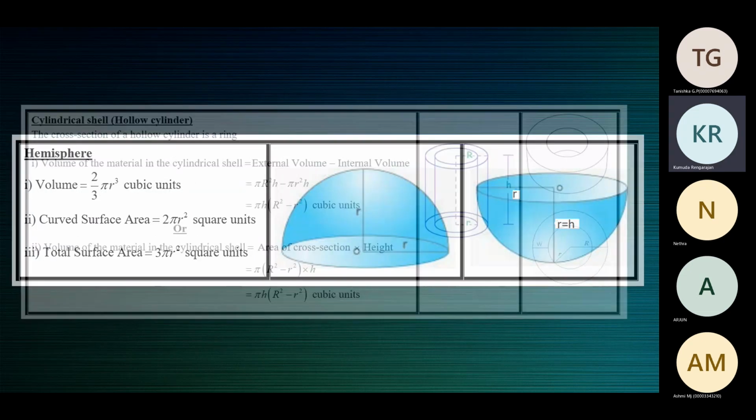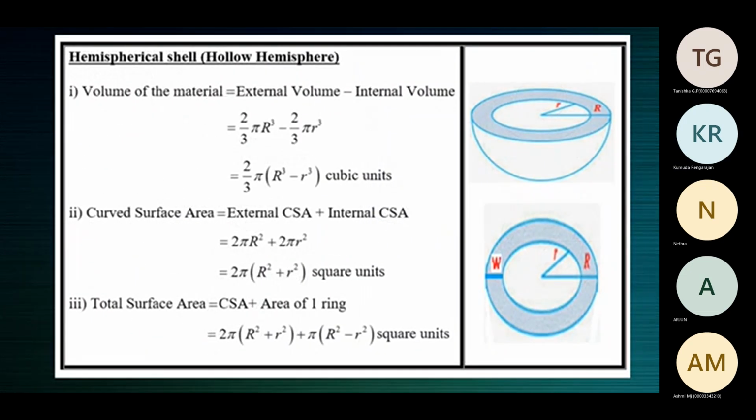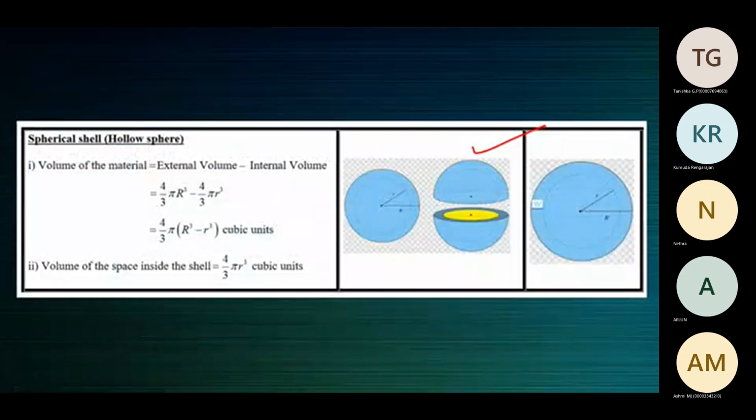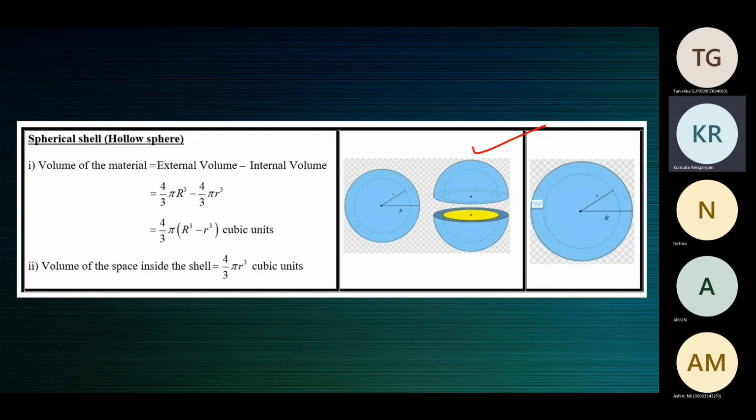All right. So 4 by 3 pi r cubed. Whenever it is hollow, it is external volume minus internal volume. It's a sphere, so 4 by 3 pi R cube minus 4 by 3 pi r cube. 4 by 3 pi common, so 4 by 3 pi times (R cube minus r cube) cubic units.